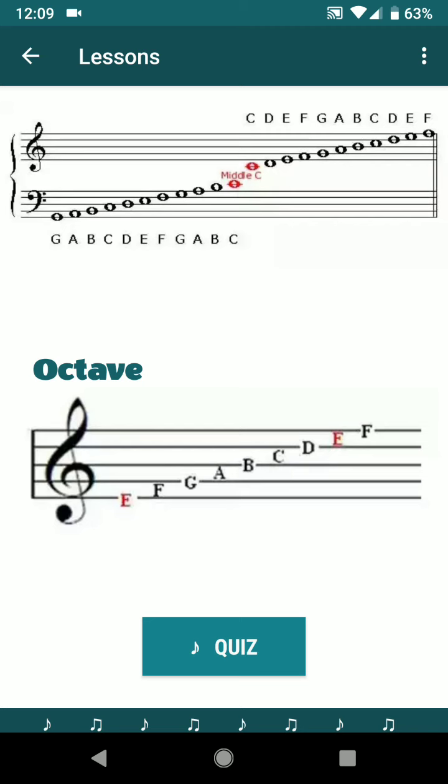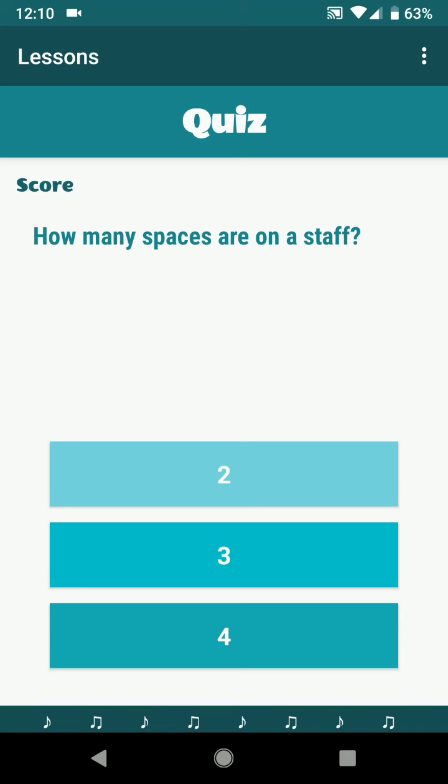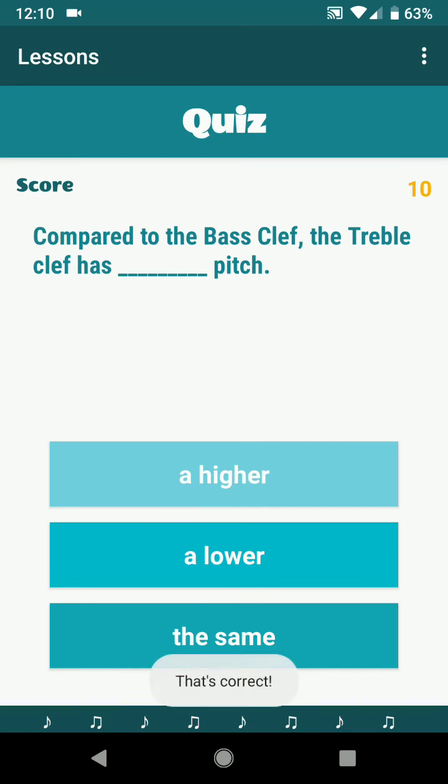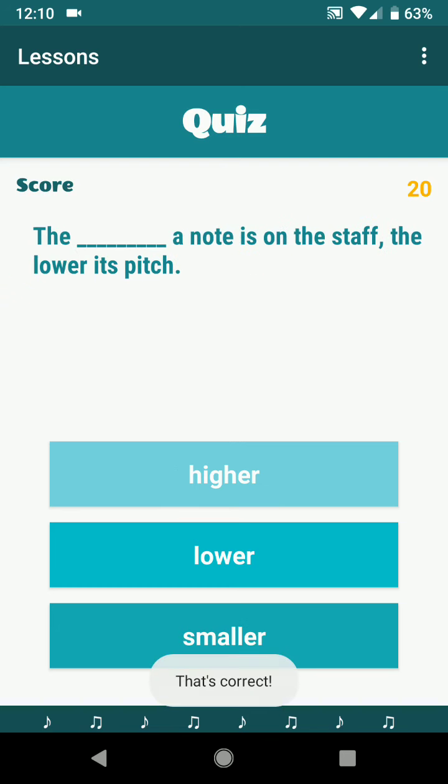Time for a quiz. How many spaces are on a staff? 4, that's correct. Compared to the bass clef, the treble clef has blank pitch. A higher pitch, that's correct. The blank a note is on the staff, the lower its pitch.